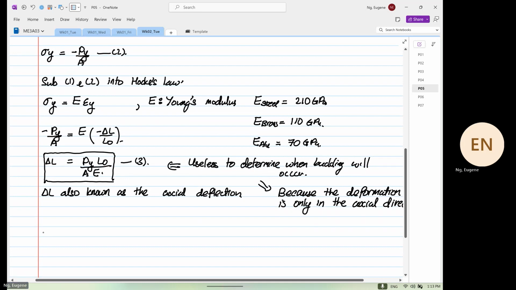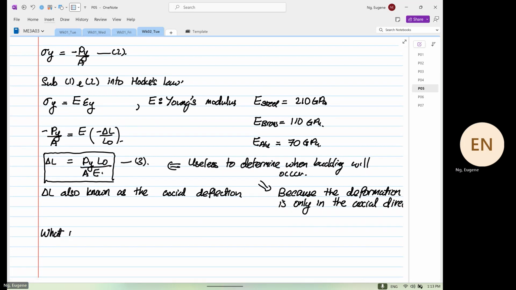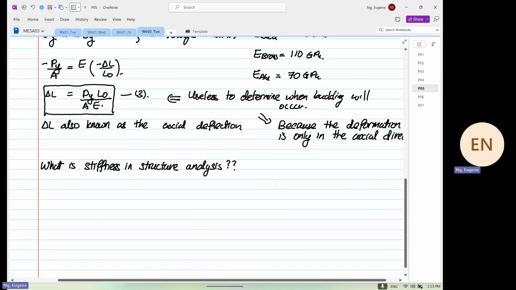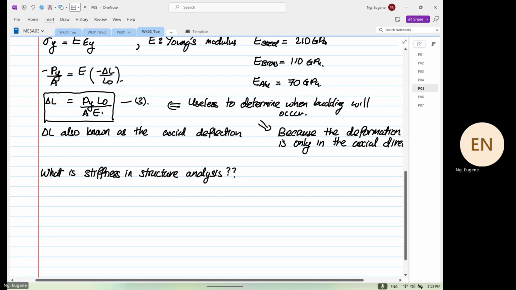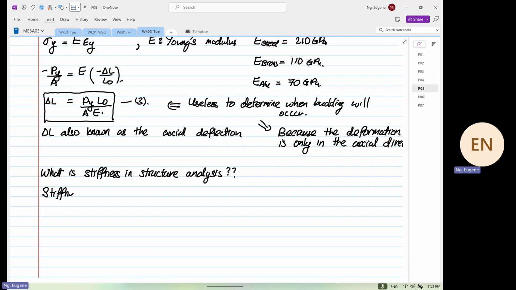what is stiffness? Remember, we are still coming back to this problem. What is stiffness in structure analysis? Remember, we started like, oh, this is not stiff enough. This is stiff enough, right? So how do we analyze stiffness? And this is where I have to define stiffness. And I taught this before in 2Q first week.